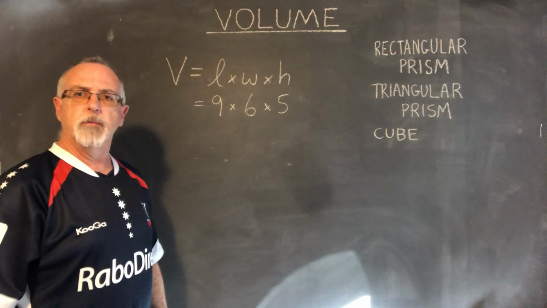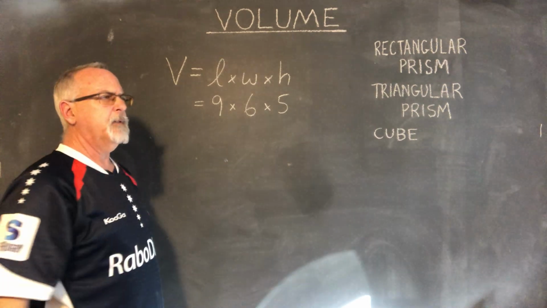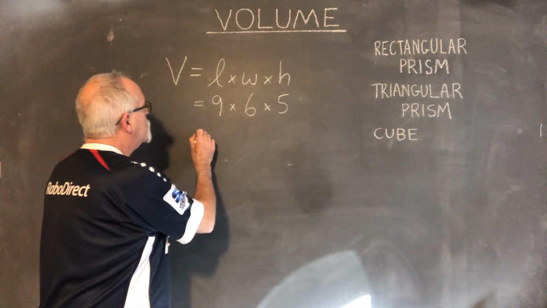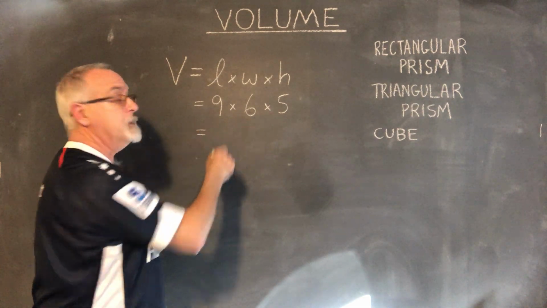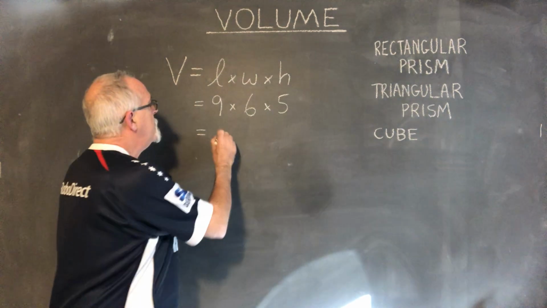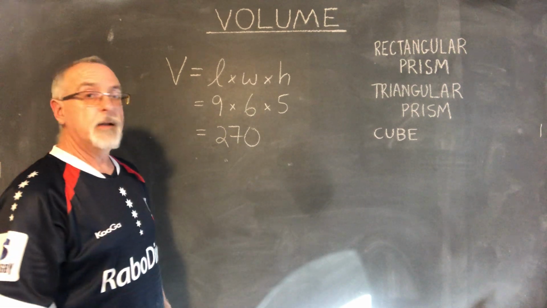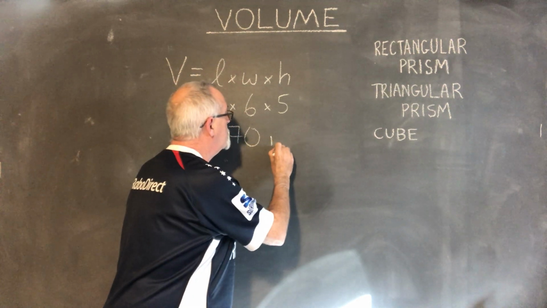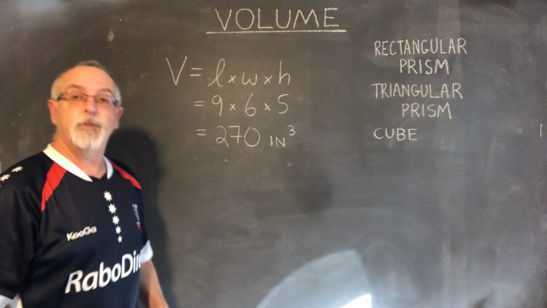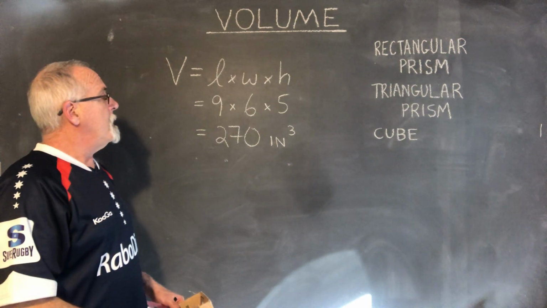Okay, so that is quite easy. It's easy for us to do the multiplications without needing a calculator. If we want 9 times 6, that is 54, times 5 will be 270. There, I did it. Of course, I could do it another way. I could say 5 times 6 is 30, and 30 times 9, that's 270. That feels easier. So no matter how I multiply them together, I have 270, and it is going to be cubic inches. Inches cubed. Because it is volume, and the unit of measure is cubed with volume.